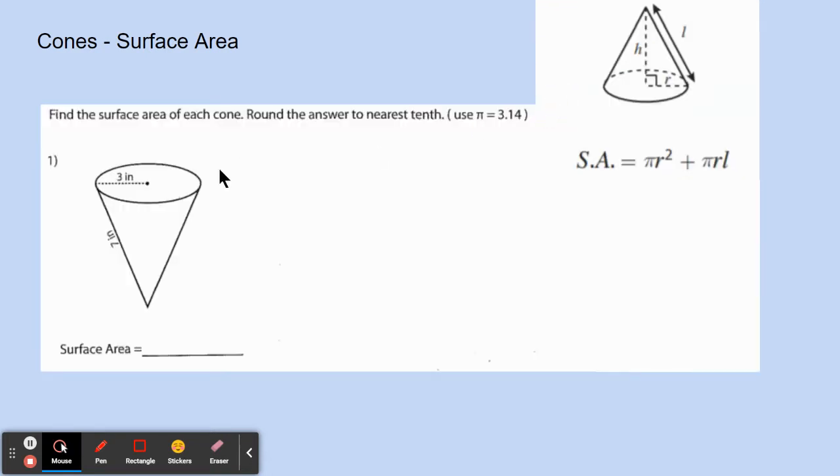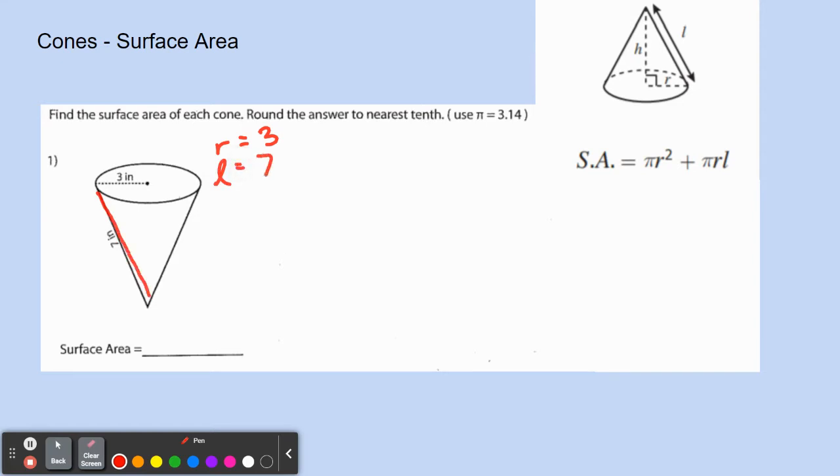Example number 1. So the first thing that we have to do is identify the things that we will need in our formula. So our formula is pi r squared plus pi r L, where r is the radius and L is the slant height. So in this particular cone, r is 3, and the slant height, we can see here, is 7. So once we have that information, all we have to do is put it into our formula.